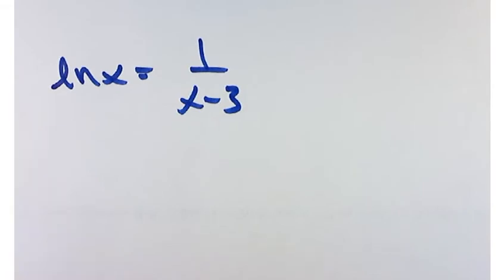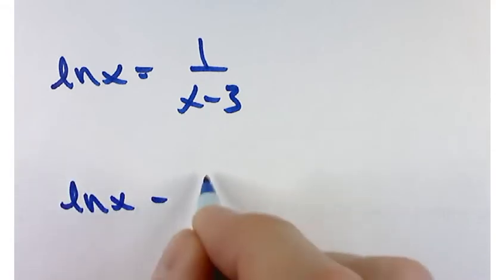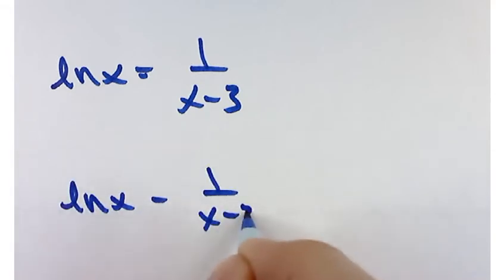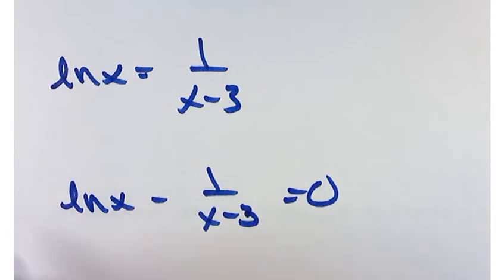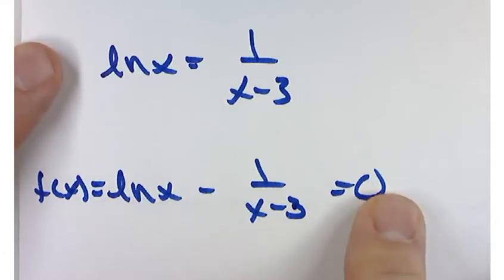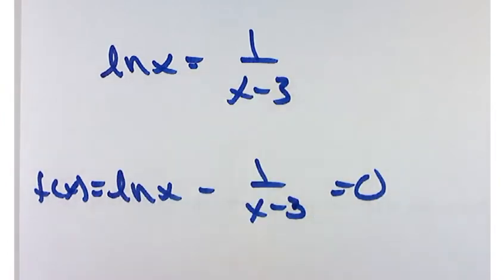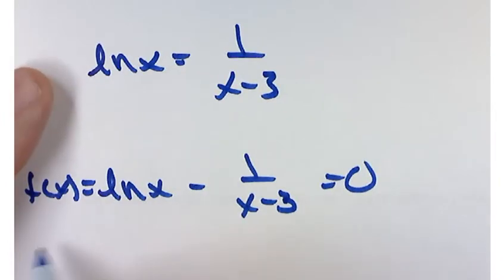So if I'm going to use Newton's method to solve this, then I've got to rewrite this as ln of x minus 1 over x minus 3 equals 0. And now this serves as my f of x. And when I find where f of x equals 0, that's going to be equivalent to finding where these two functions are equal to each other. Now, one of the things we're going to need in using Newton's method is the derivative.